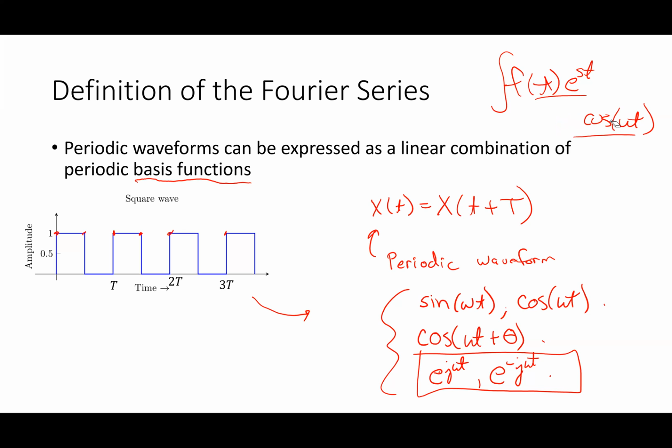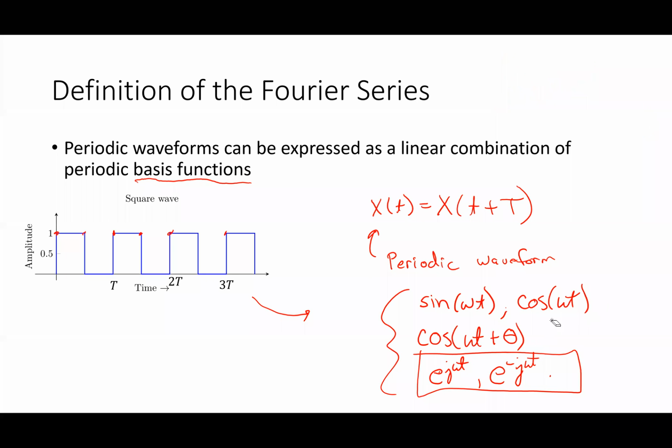Now, that may not be entirely obvious to you, but one of the questions people always ask is, well, sine and cosine is enough of a problem. Why do we have to go to e to the j omega t? It's just weirder that way. It is weirder, but it's also easier to deal with mathematically. And that's why we use it.